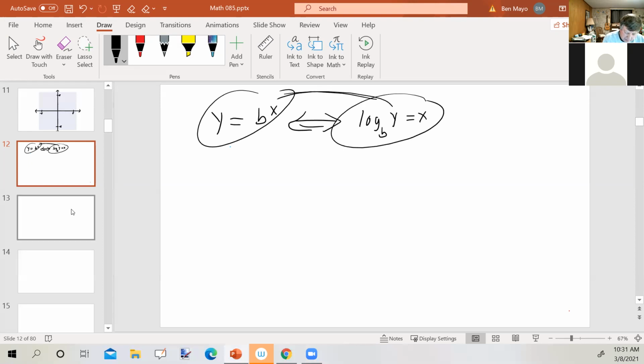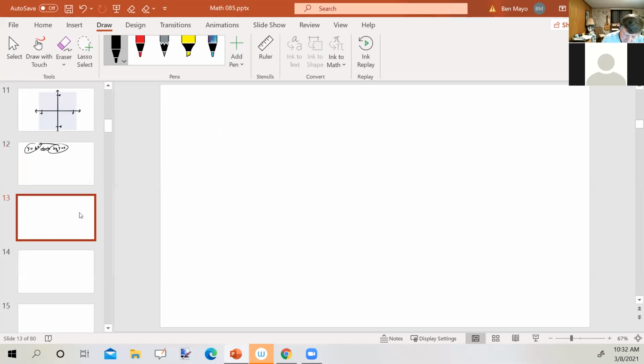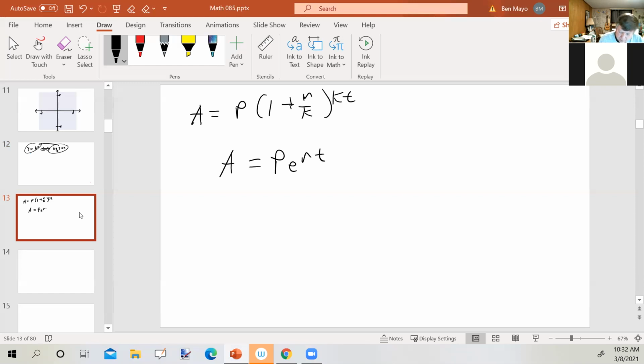All right. Also, we've got the compound interest formula: A equals P times (1 plus r over k) to the kt power, where P is the initial investment, r is the annual rate, t is time in years, and k is the number of compoundings per year. If we have a situation where it's compounded continuously, then we have this formula where P is the starting amount, r is the annual rate, and t is time.